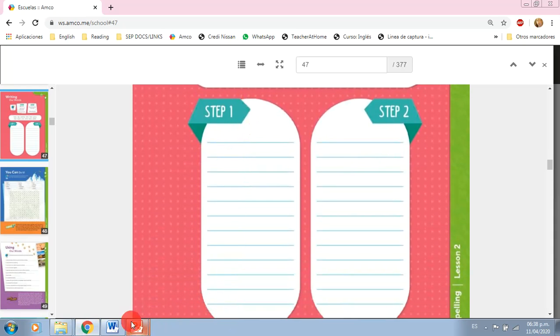Then you turn your book upside down and you copy the words from here in step 2, but with colors. Do it with colors and with your normal hand, not with the one that you don't use to write, with your normal hand.